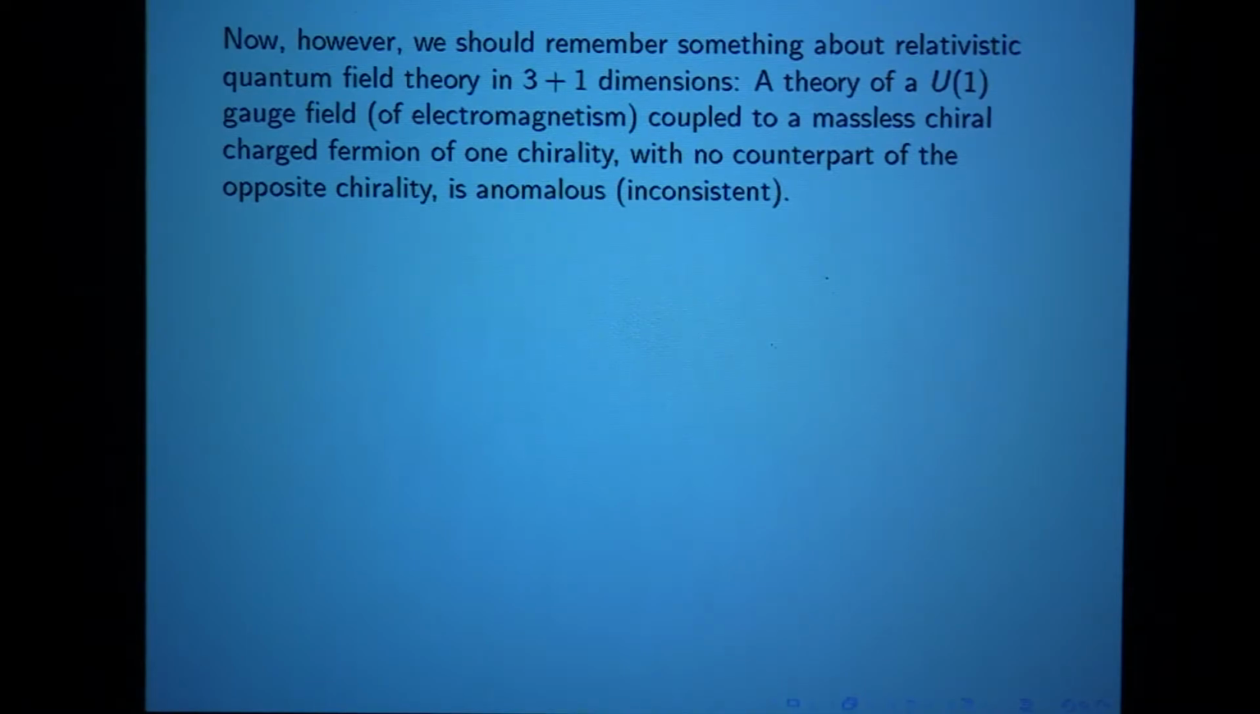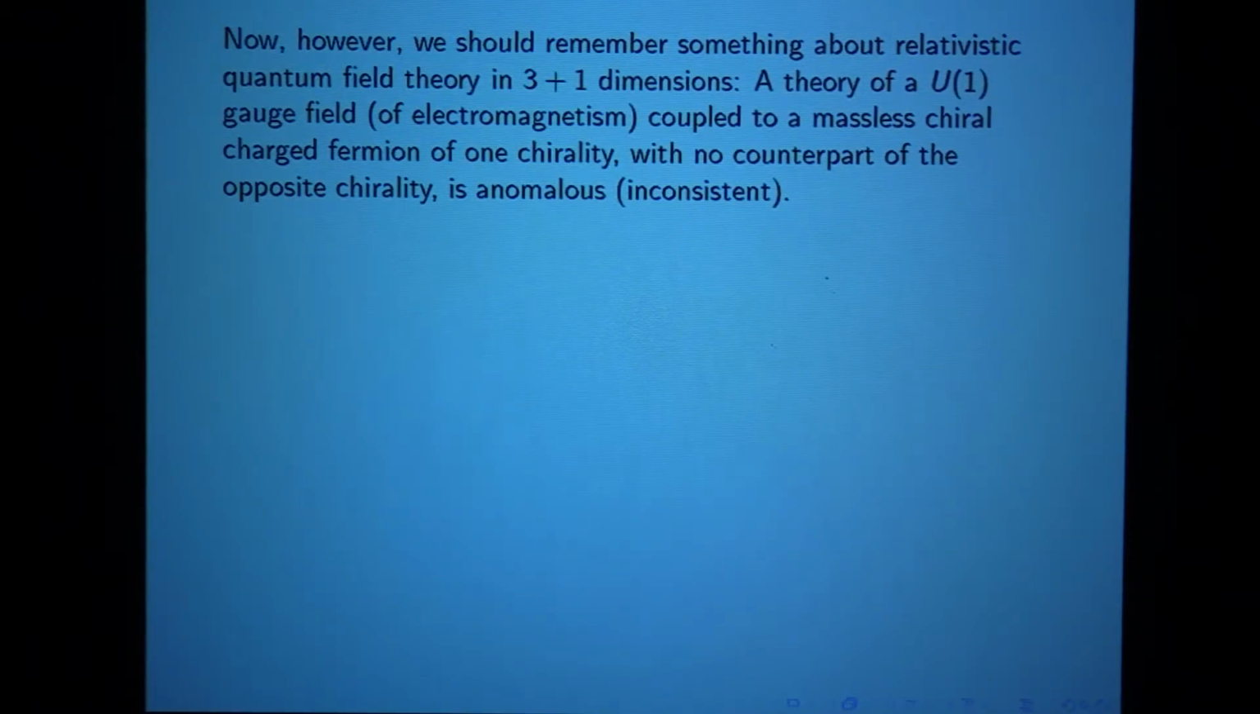Now, however, we should remember something about relativistic quantum field theory in 3 plus 1 dimensions. And the fact I'm about to mention is quite important in the standard model of particle physics. A theory of the U1 gauge field of electromagnetism coupled to a massless chiral charged fermion of 1 chirality with no counterpart of the opposite chirality is anomalous. That's the analog in 3 plus 1. It's inconsistent. It can't be quantized in a gauge-invariant fashion.